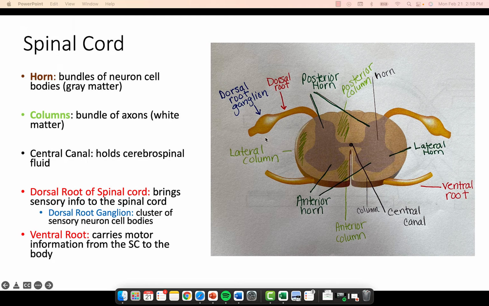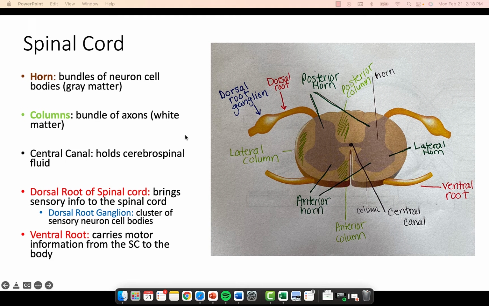So we have our dorsal root ganglion coming in through the dorsal root of our spinal cord. We will only have dorsal root ganglion, we'll never have ventral root ganglion, and that's because our dorsal root ganglion consists of neuron cell bodies that are from sensory input. We don't have sensory input coming from our body back out, so we won't have ventral root ganglion. We'll only have dorsal root ganglion because it's receiving sensory information from outside the body.